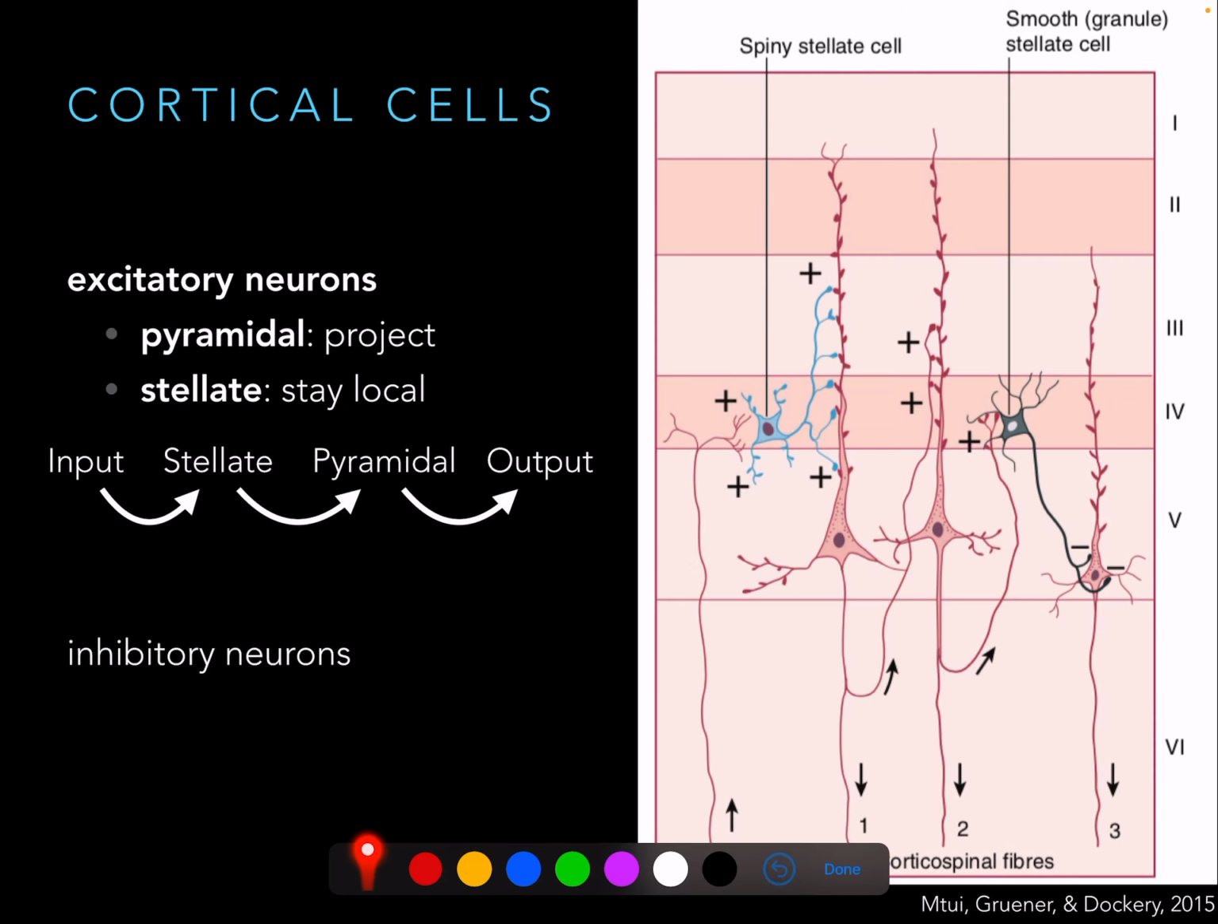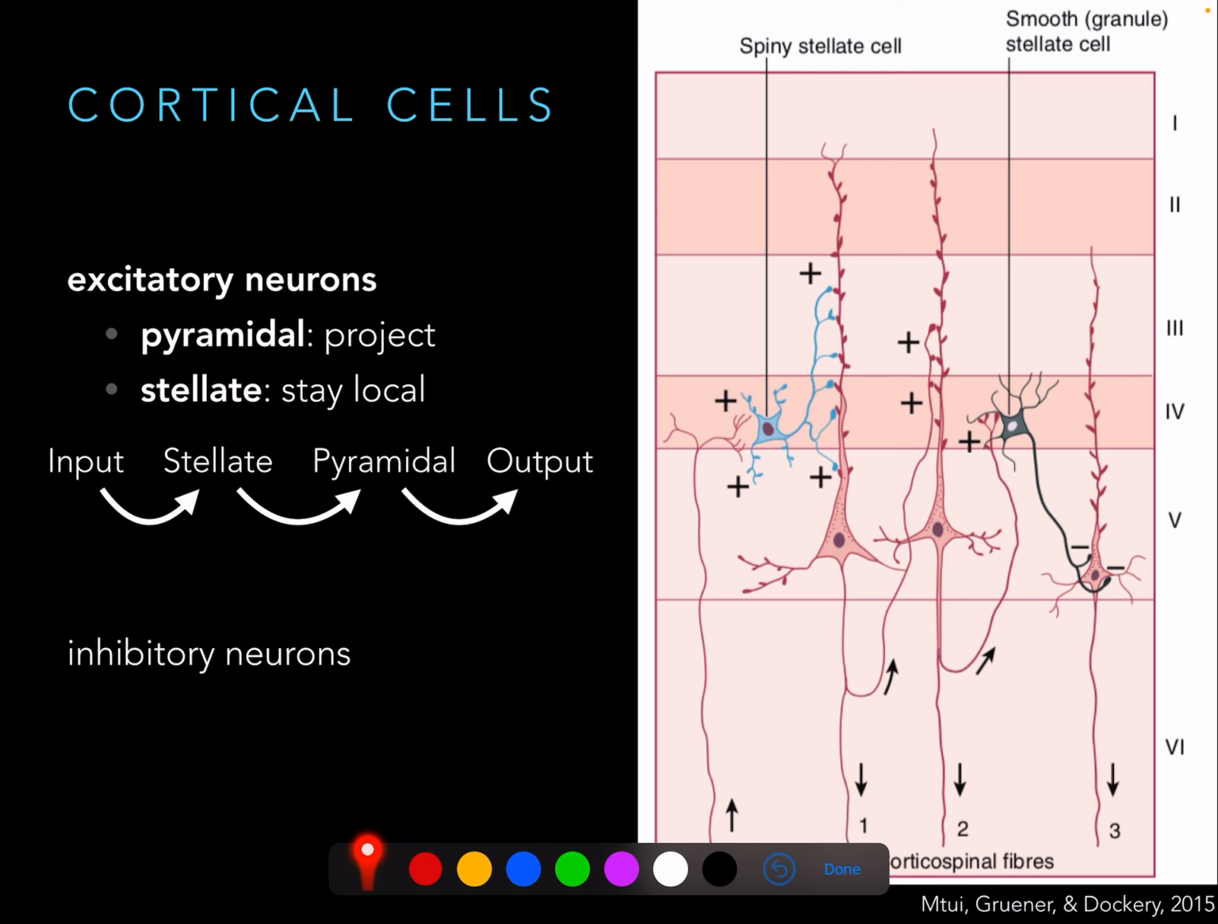Now, within each cortical column, there's 2 types of cells broadly. There's the excitatory and inhibitory neurons. And for each of those, we can dichotomize them again. So for excitatory neurons, there's 2 types. There's the pyramidal neurons. They have these kind of triangular bodies here, that cell body that looks a little bit like a pyramid. Pyramidal neurons tend to project. And then we have stellate neurons. This kind of looks like a star. That's why it's called stellate, and they stay local.